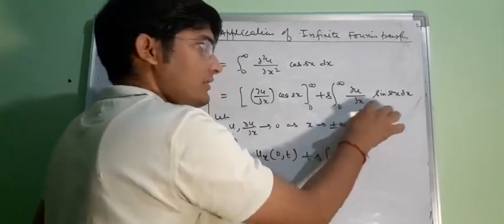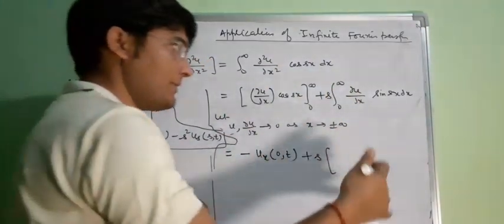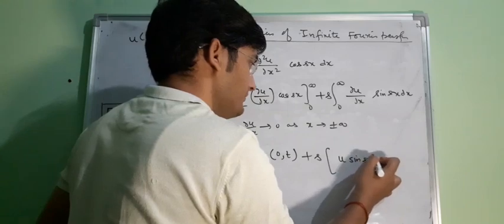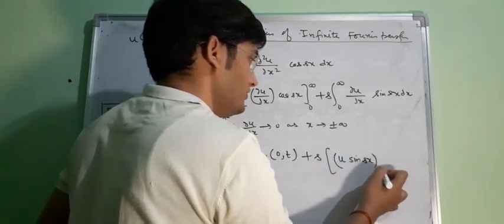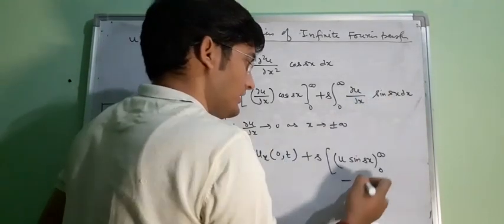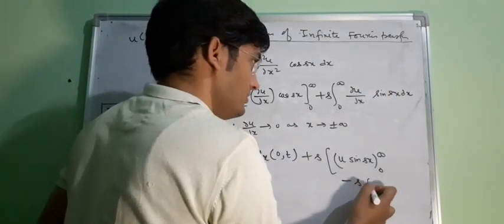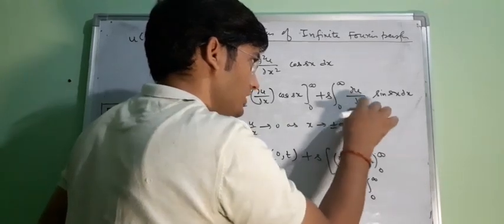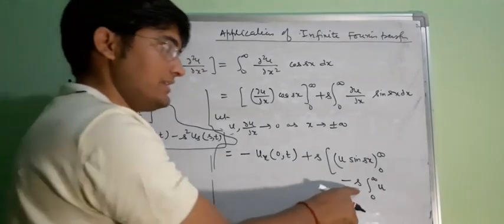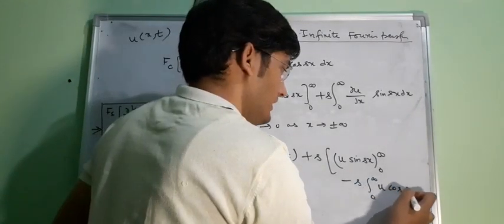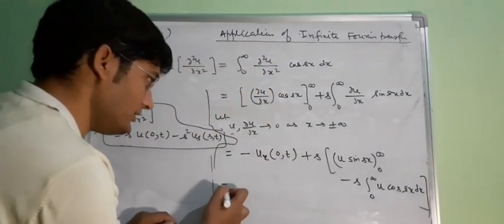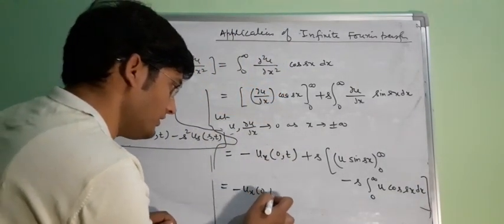Now again integrate this term using integration by parts. So this will be u sin sx, integration from 0 to infinity, then minus sin sx differentiated, which gives s, and the integration of del u upon del x will be u, times s cos sx, and then integration with respect to x.